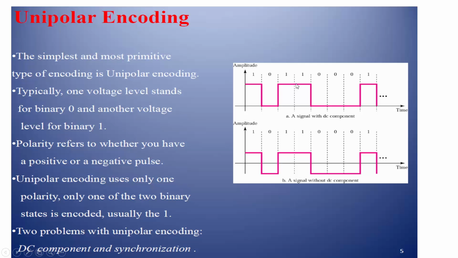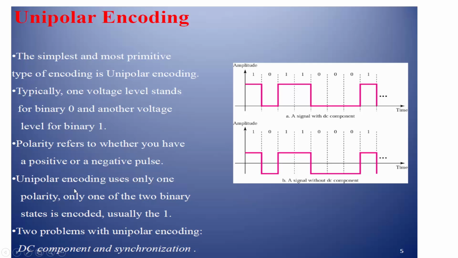And let us talk about unipolar encoding first. This is the simplest and most primitive type of encoding used. Typically one voltage level stands for binary 0. So let's say this is plus 5 volts or plus 10 volts, plus 3 volts, plus 2 volts. This will correspond to 1, and 0 volts will correspond to a 0. So that means typically one voltage level stands for binary 0 and another voltage level for binary 1. Polarity refers to whether you have a positive or a negative pulse.